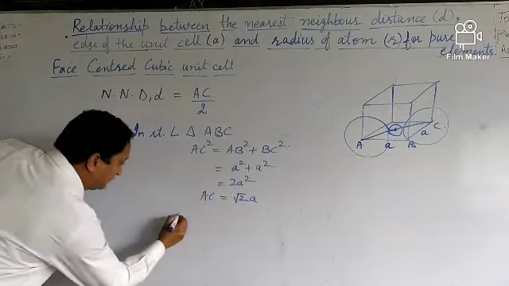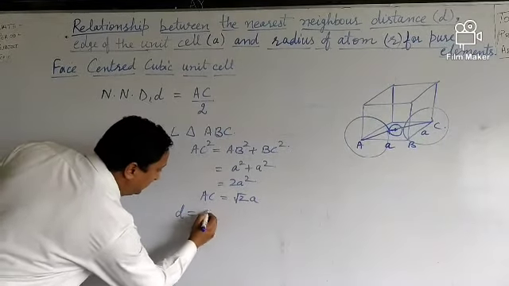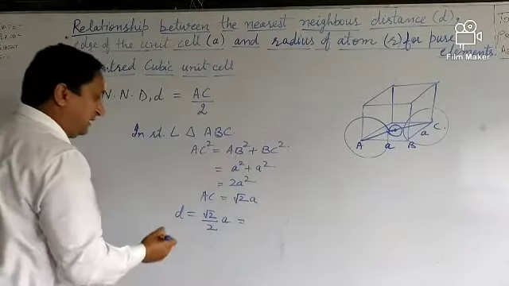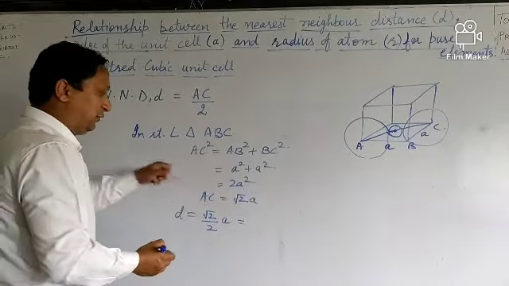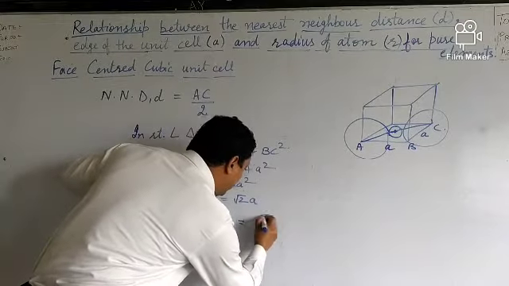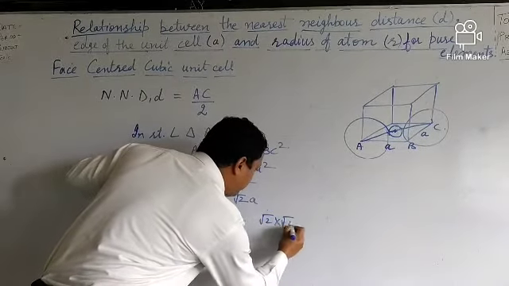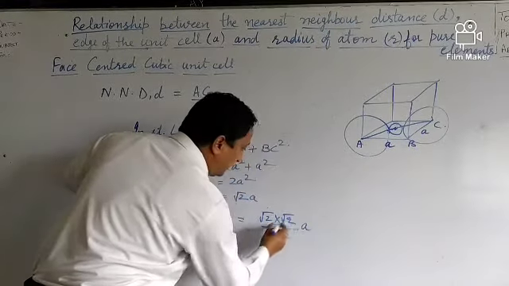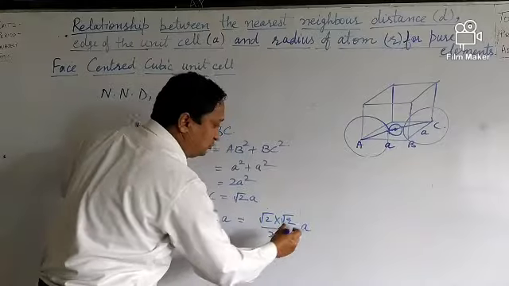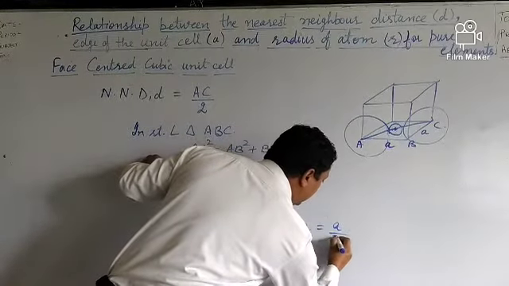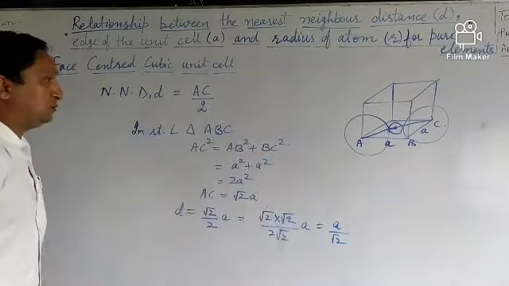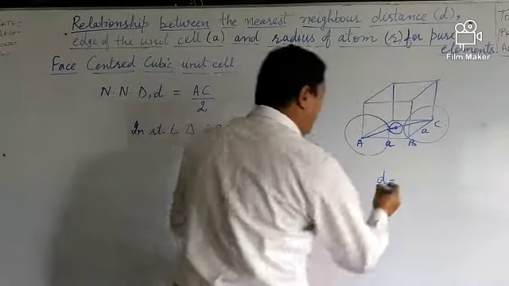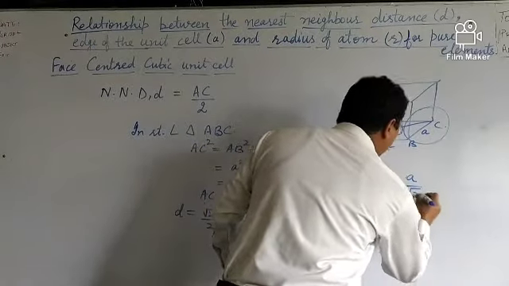Okay, so D is equal to how much? D is equal to under root 2 by 2 A, or if I multiply under root 2 upwards and downwards, it will become under root 2 into under root 2 upon 2 under root 2 A, or the 2 will cut with 2, so it will become A by under root 2. So D is equal to A by under root 2.